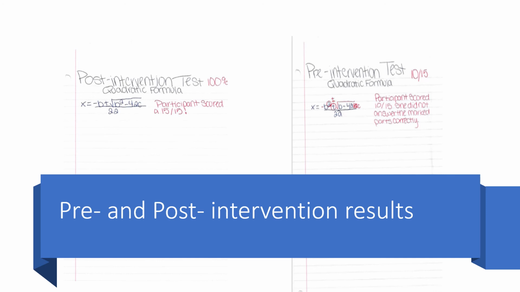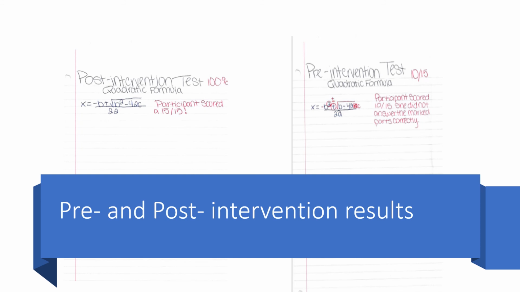This connects to the theory of IPT because my participant was given a pre-intervention test to see if she could remember the quadratic formula that she learned years ago. This means my participant had to pull the formula out of her long-term memory. My participant was able to answer 10 out of 15 parts from the formula just on the pre-intervention test.